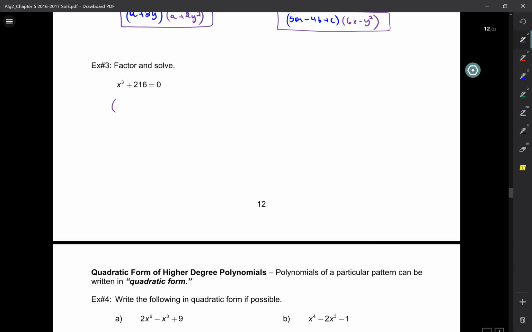What's the cube root of x cubed? It's x. And what about the cube root of 216? It's 6. So here it's going to be x and 6 with a plus in the middle. And now here I have x squared plus 6x plus 36.